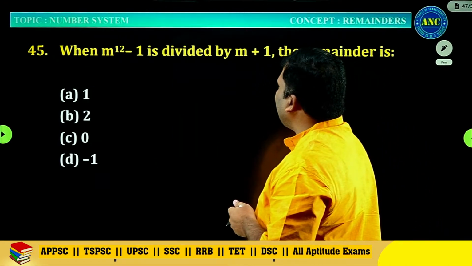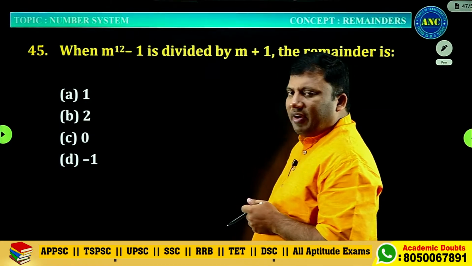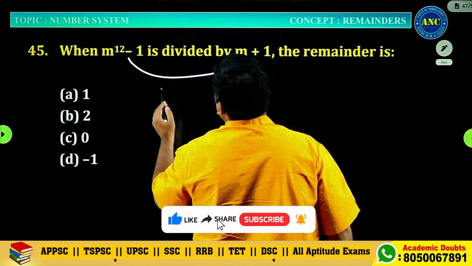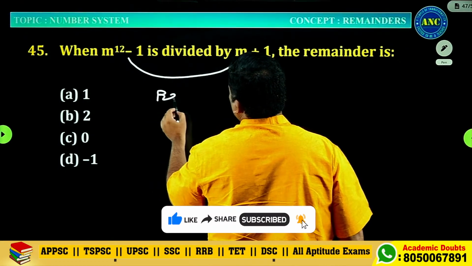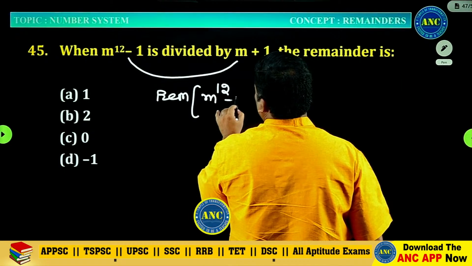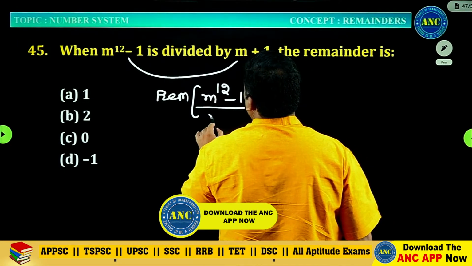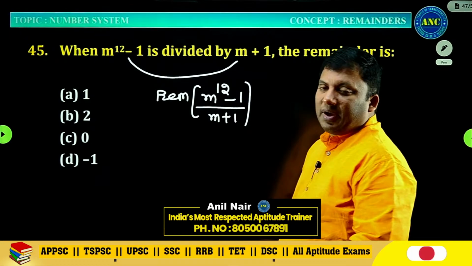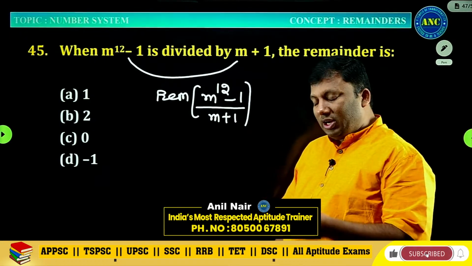When m power 12 is divided by m plus 1, it is simple, wherever m is there, substitute minus 1. It is m power 12 minus 1 divided by m plus 1. m plus 1, m plus 1. You don't need to do that also.